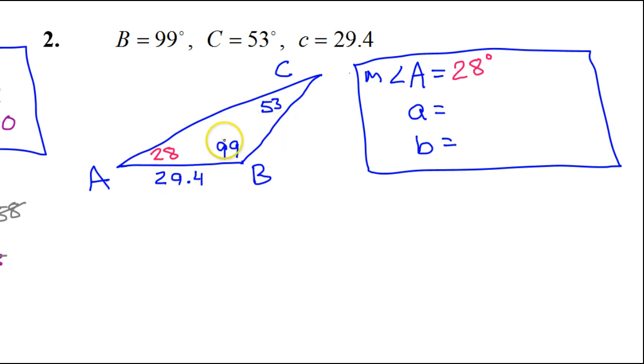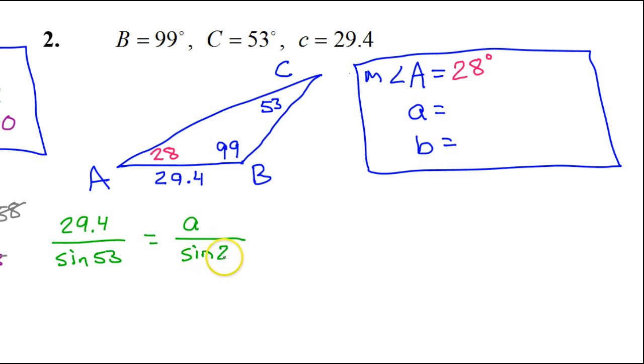So using the law of sines, since I'm looking for a side, I'm going to put my sides in the top. So I'm going to start off with 29.4. All right, that's my side over the sine of the opposite angle, so over the sine of 53. And I'm looking for side A, so I'm going to say side A over the sine of angle A, so the sine of 28.